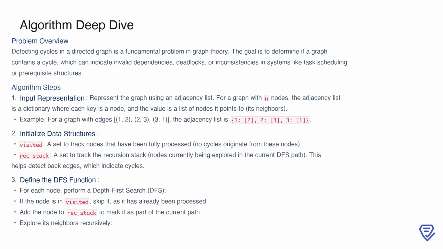Next, we initialize two important data structures: a visited set, which helps us keep track of nodes that have been fully processed, and a rec_stack set, which monitors nodes currently being explored in the current DFS path. The rec_stack is particularly important because it helps us detect back edges, which are a direct indicator of cycles. Finally, we define the DFS function, which is the core of our algorithm. This function explores each node recursively, skipping nodes already visited, marking the current node in rec_stack, and diving into its neighbors to continue the exploration.